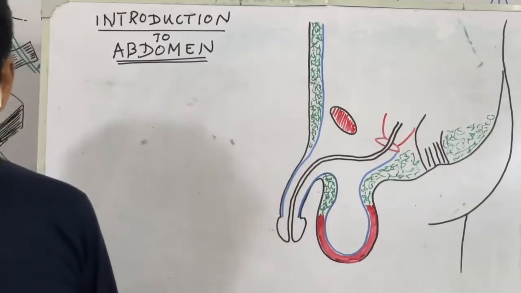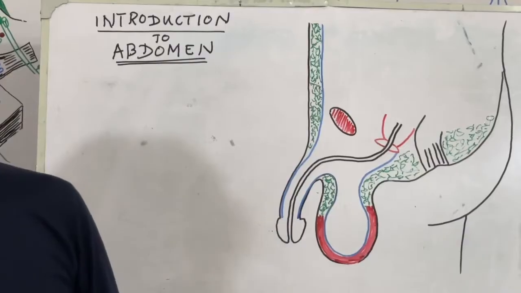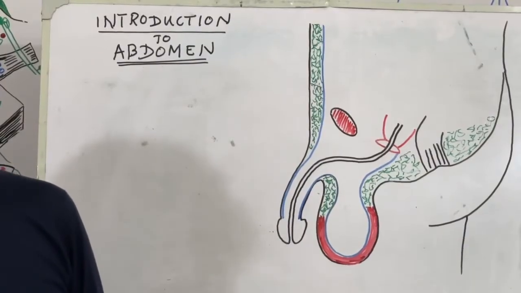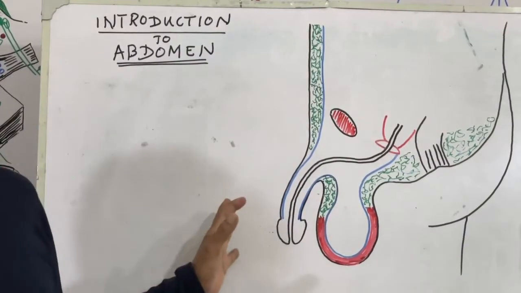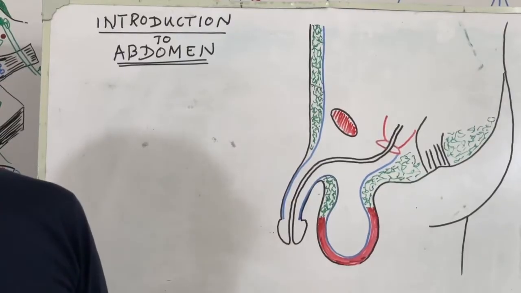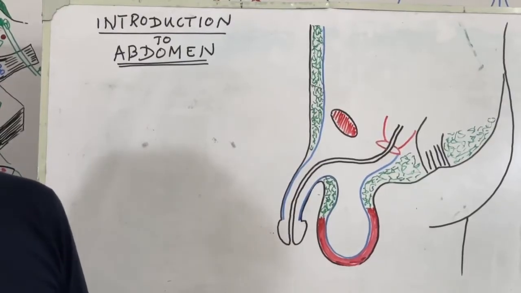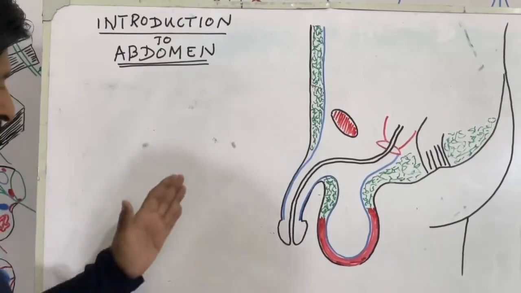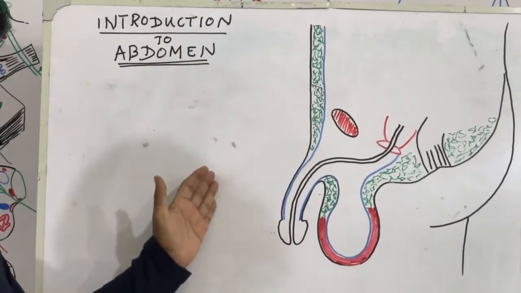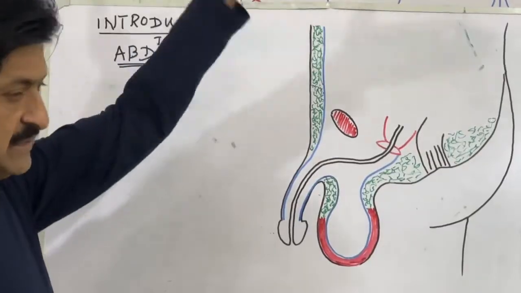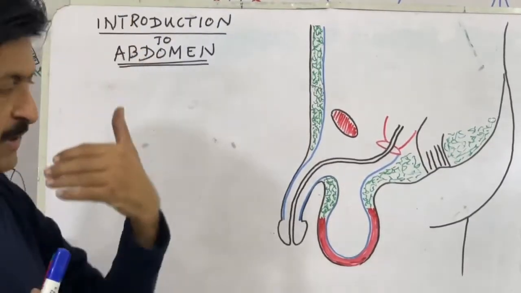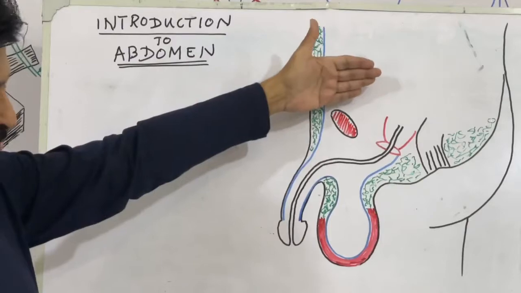Now, in today's class, we are starting the new region, that is the abdomen. And today we are going to introduce how and which topics we are going to take in which sequence as far as the region of abdomen is concerned. Now, in this diagram, a sagittal section of the lower part of the abdomen has been shown to you.